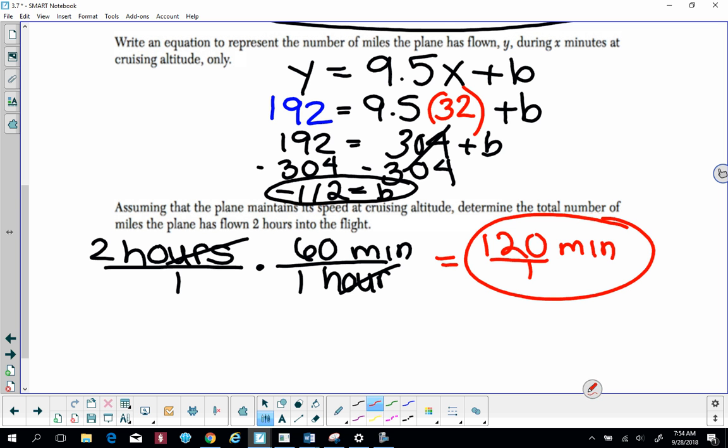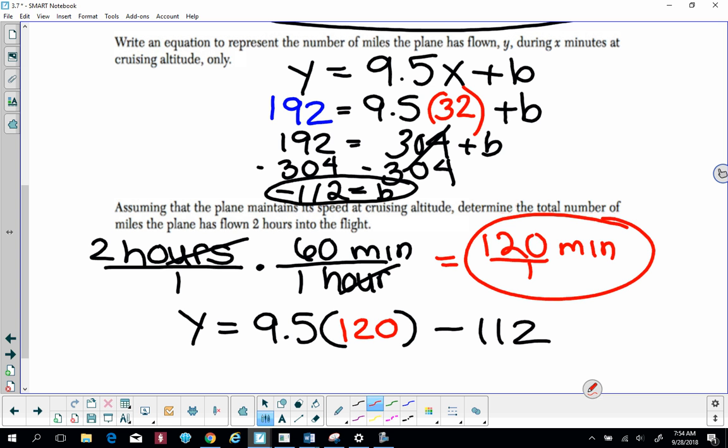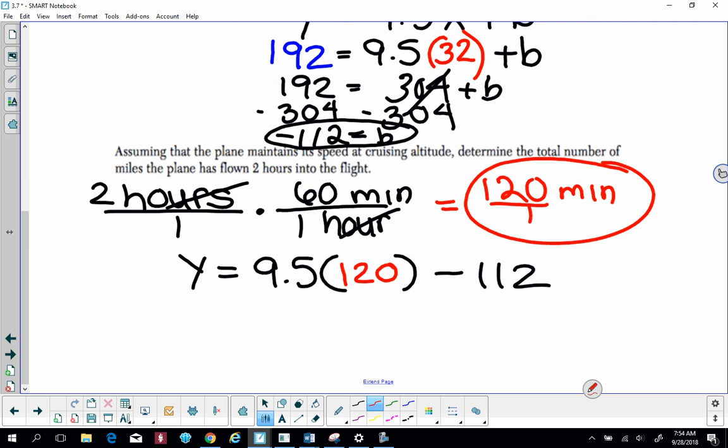And now they want me to just plug it in for x in that equation, because my x is my minutes. Not the word problems, but there are word problems on the study guide. I just want to make sure you get this all out there before.